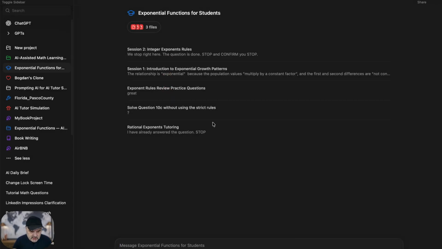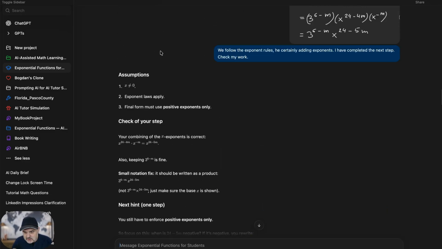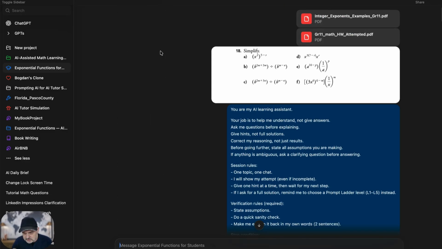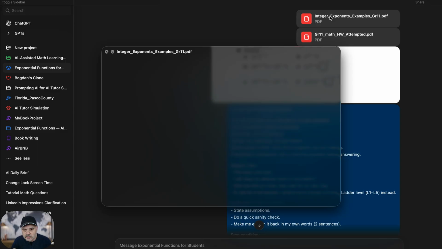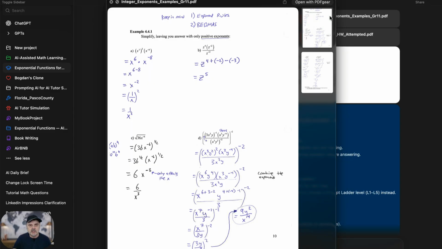Okay, now session number 2 also has attached files. The files that we attached here for the purpose of this exercise are the integer exponent examples. So let's say those are your notes from your classroom. You may have your notes, you may have your own work, so that the AI is learning the language and the method that you're using that is applicable to your personal needs. So you may include that.